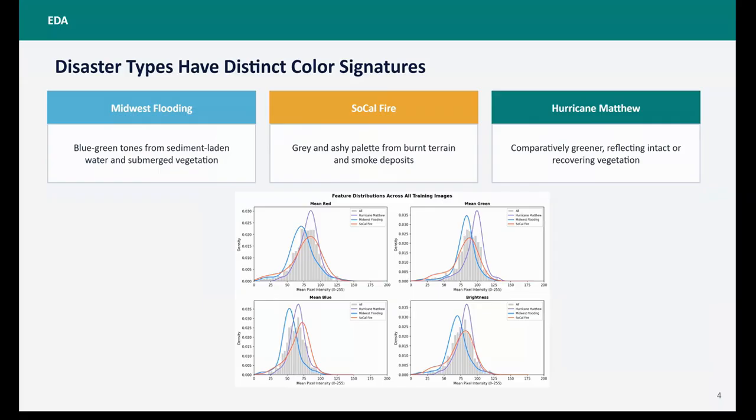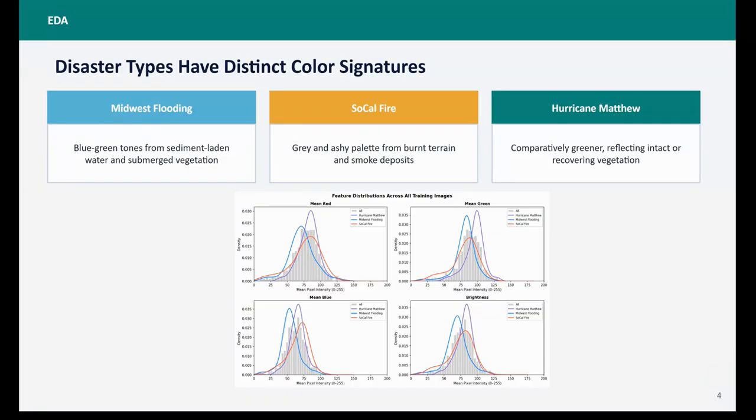Our exploratory data analysis revealed that disaster types have visually distinct color profiles. So flooding images are blue-green from sediment-laden water, and fire images appear gray and ashy, while hurricane images are comparatively greener from intact vegetation. And this separation is also visible in the KDE distributions, particularly in the blue and green channels, which we believe suggests that color features alone might be sufficient for task A.